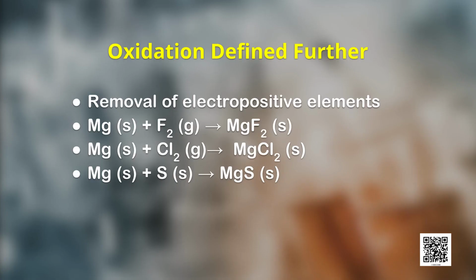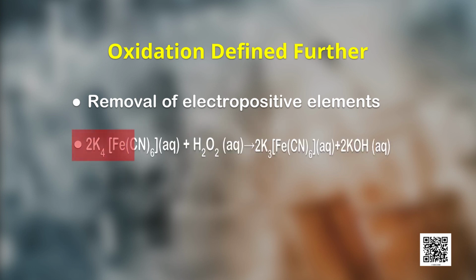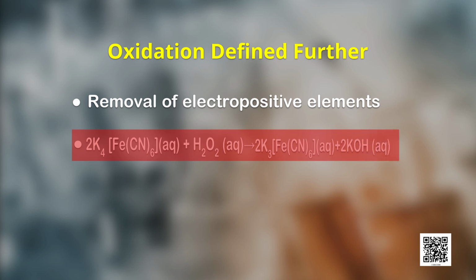As knowledge of chemists grew, it was natural to extend the term oxidation for reactions shown here, which do not involve oxygen, but other electronegative elements. The oxidation of magnesium with fluorine, chlorine and sulfur happens by loss of electropositive element, that is magnesium. In the second reaction, potassium ferrocyanide changes to potassium ferricyanide by the removal of electropositive element potassium.